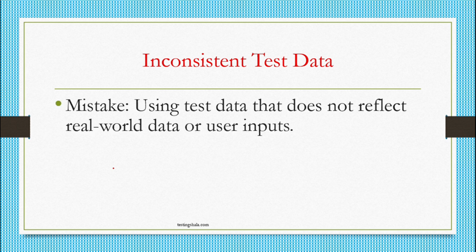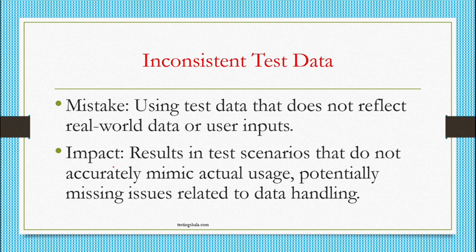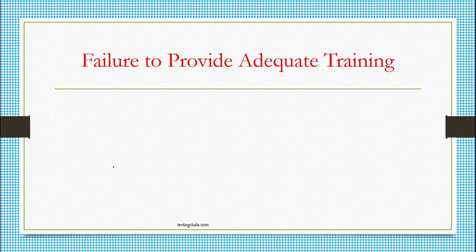The next one is inconsistent test data. Here the mistake is using test data that does not reflect real-world data or user inputs. The impact of this inconsistent test data is that the results from the test scenarios do not accurately mimic the actual usage of the application, potentially missing issues related to data handling.